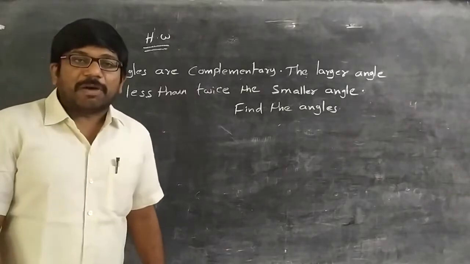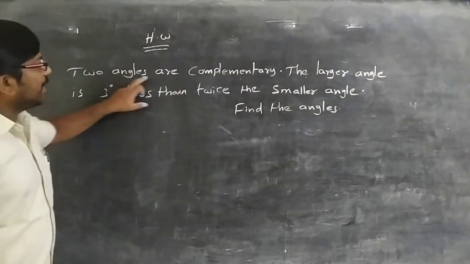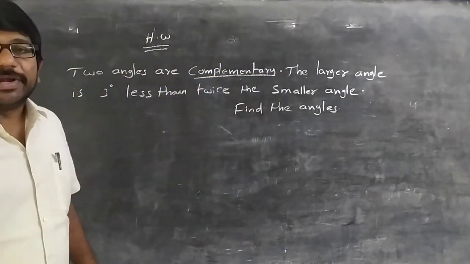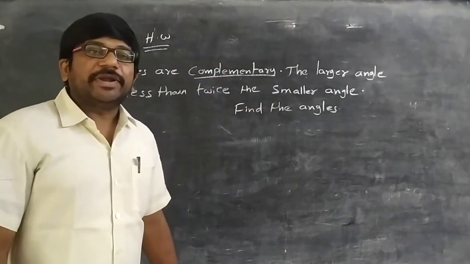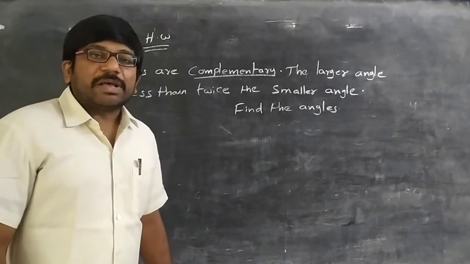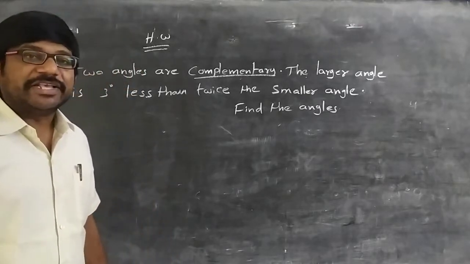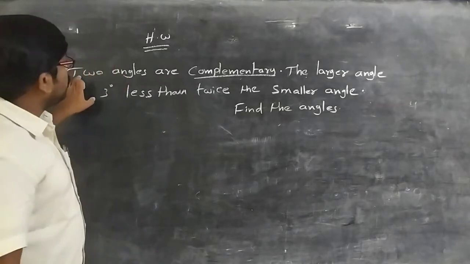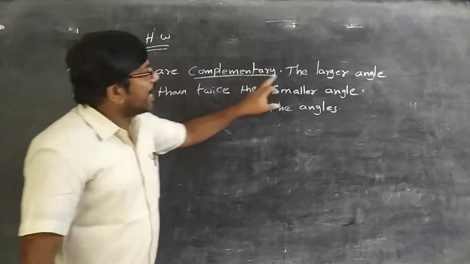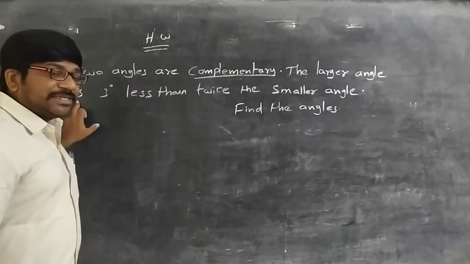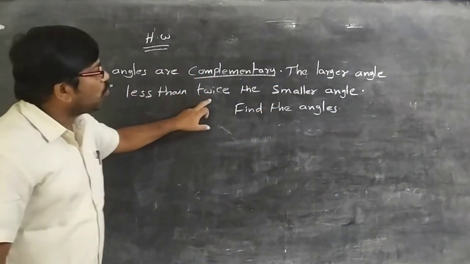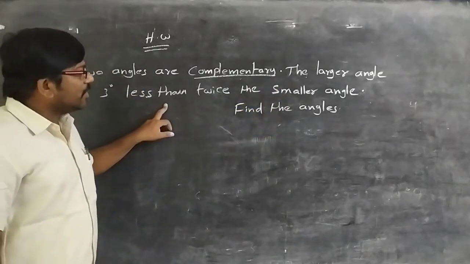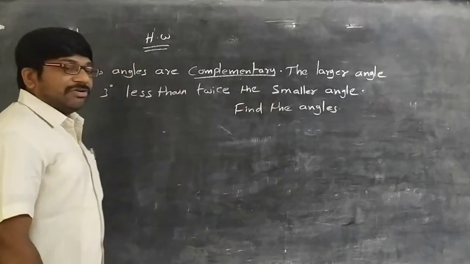Yes, one homework problem for you. Two angles are complementary. When two angles are complementary, we know very well the definition. If the sum of two angles is 90 degrees, then the angles are called complementary angles, right? Two angles are complementary, and the larger angle is 3 degrees less than twice the smaller angle, right? 3 less than twice the smaller angle.